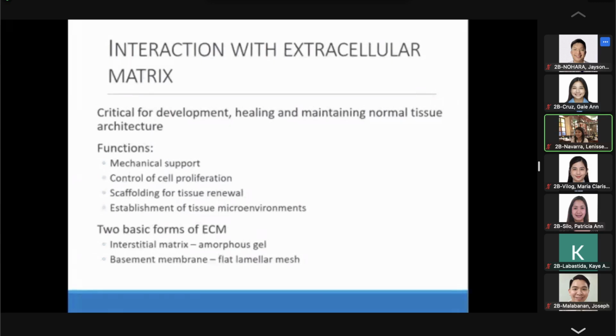So the two basic forms of extracellular matrix are the interstitial matrix and the basement membrane. The interstitial matrix is an amorphous gel which is synthesized by mesenchymal cells, and this fills the space between all cells in the connective tissue and parenchymal epithelium. The basement membrane is a flat lamellar mesh, and it's organized around the epithelial cells, endothelial cells, and smooth muscle cells. This is synthesized by mesenchymal cells and the epithelium.